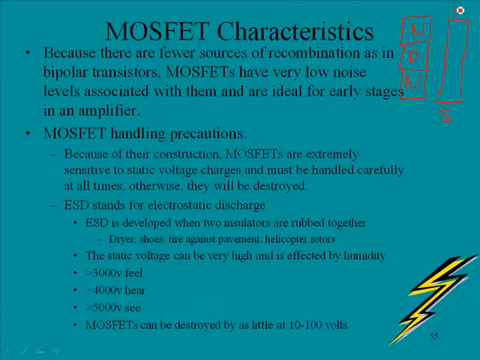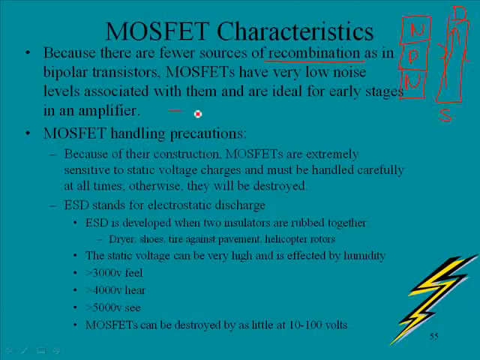Recall in a MOSFET type device, or with a FET, we go from source to drain, and we don't have any recombination. We just have the restrictions that are placed on this material to cause current to vary, but the electrons stay in the same material all the way through, so there is no recombination, and this does reduce noise. This makes them ideal for the early stages in an amplifier.